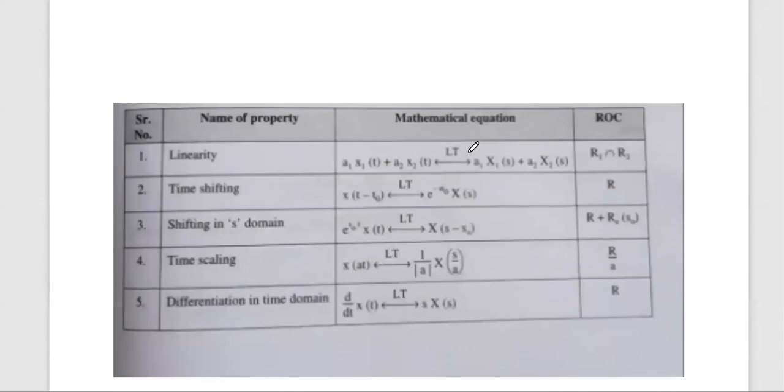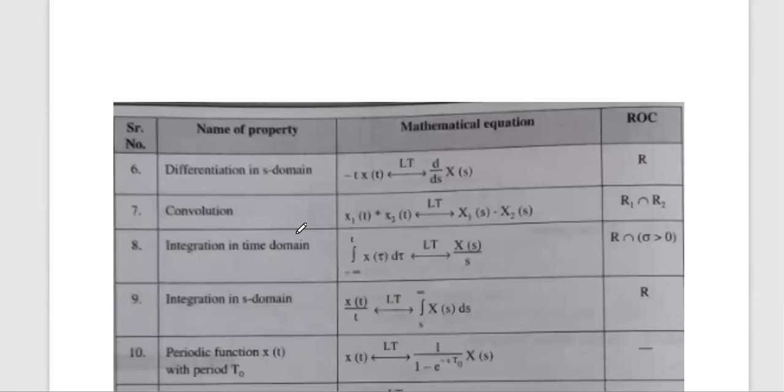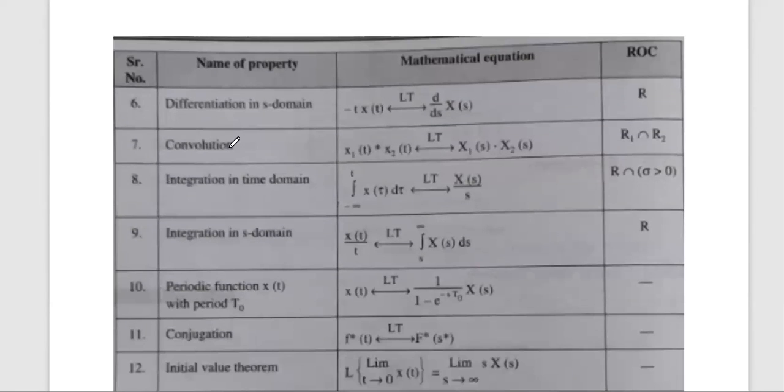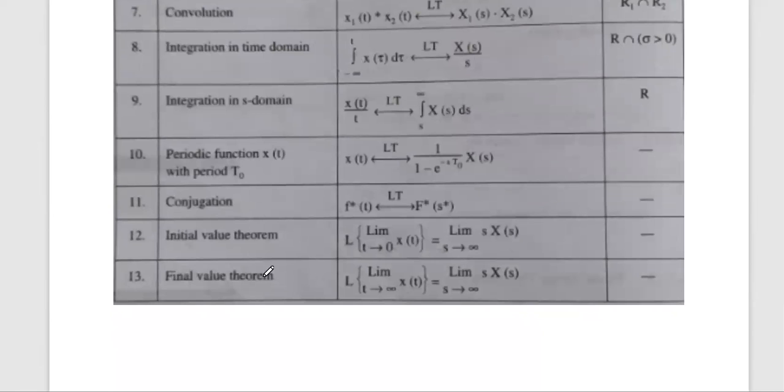In Laplace transform, there are several properties. One is similar to Fourier transform: linearity property, time shifting property, shifting in s domain, time scaling property, differentiation property. Okay, then integration property, convolution property. Then integration in time domain, integration in s domain. Then initial value theorem and final value theorem. What is the use of the initial value theorem and final value theorem? We solved some problems in the videos also. According to this initial value theorem, the initial value of the given signal is calculated in terms of the Laplace transform.